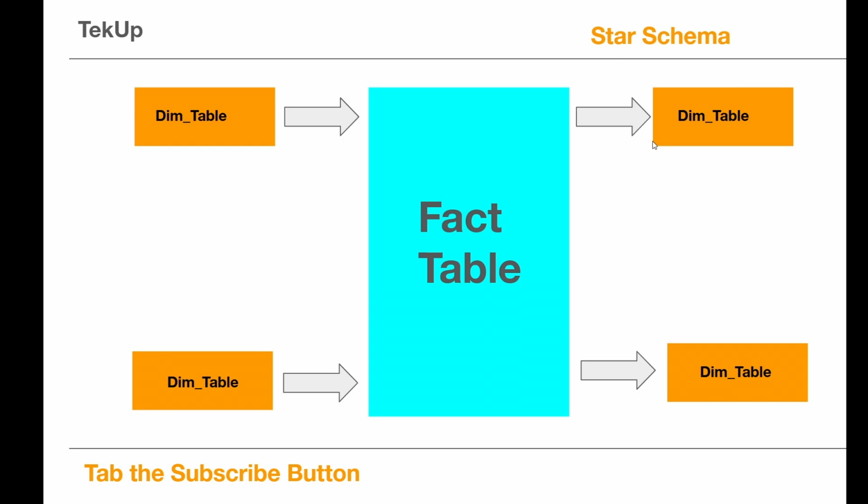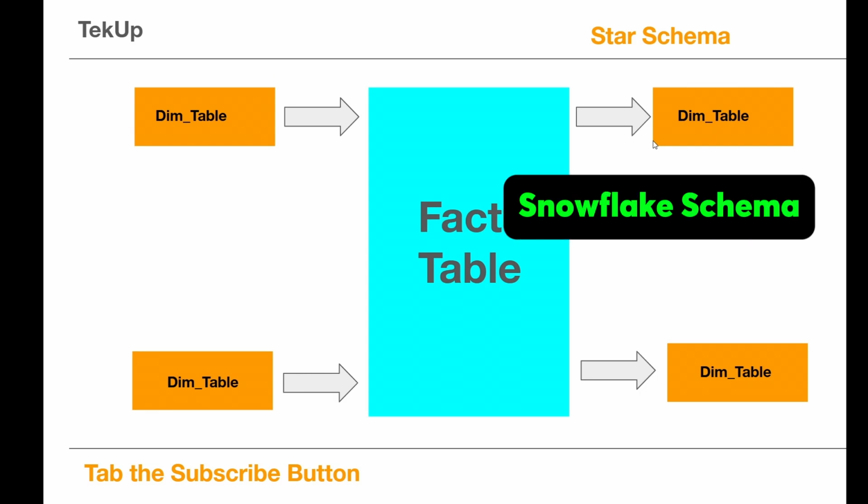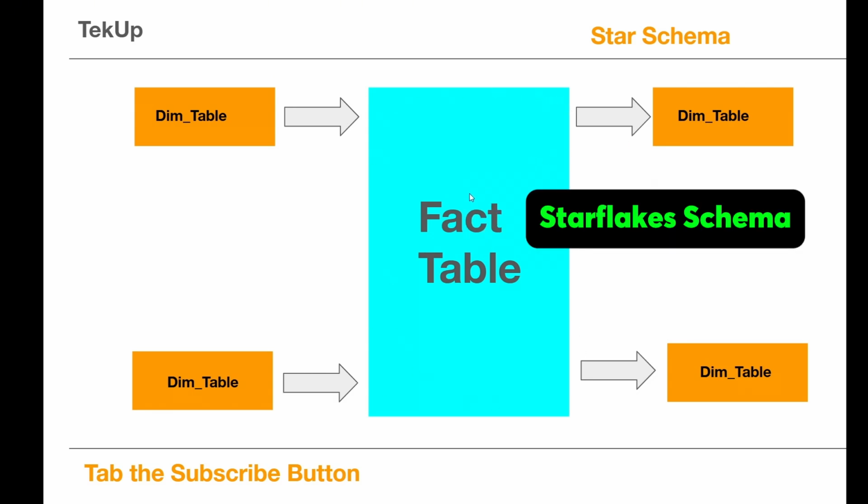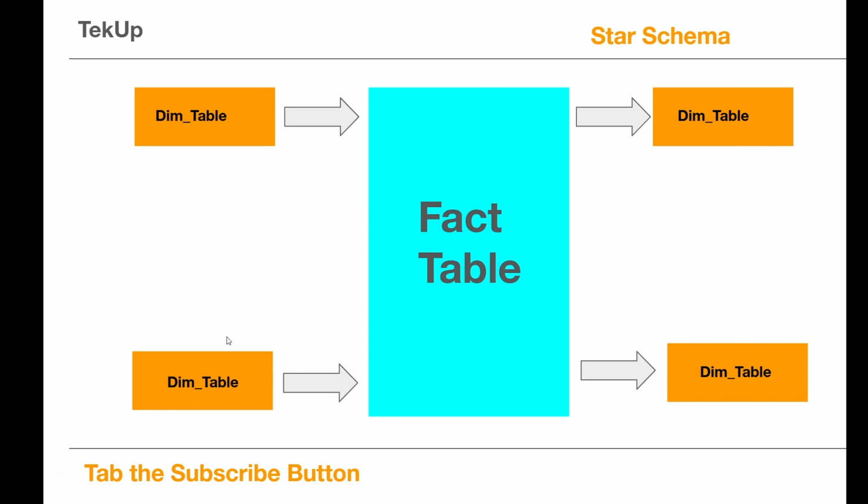We also have other database schemas that can be used for data modeling. But one thing you need to understand is that the star schema is the most used, the most popular, the most common, and the easiest to use. We have other database schemas, like the snowflake schema, the galaxy schema, and the starflake schema. But like I mentioned, the star schema is the most used for data modeling in Power BI. Now let's talk about cardinality.